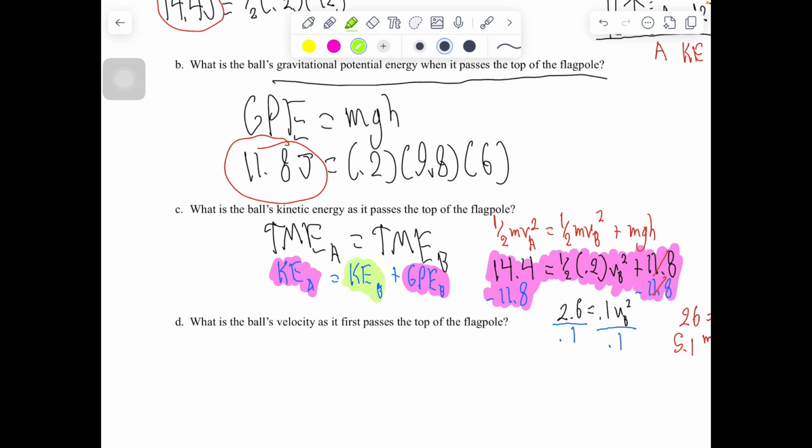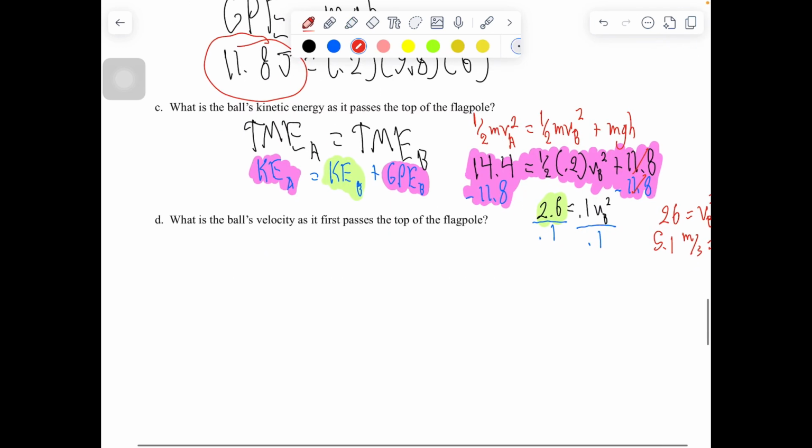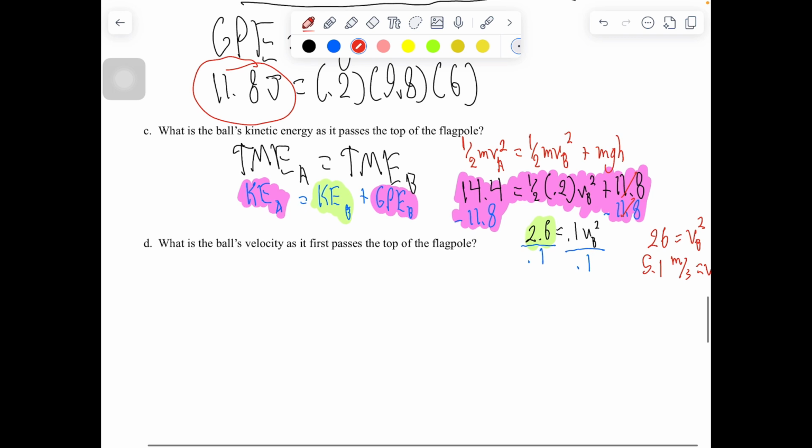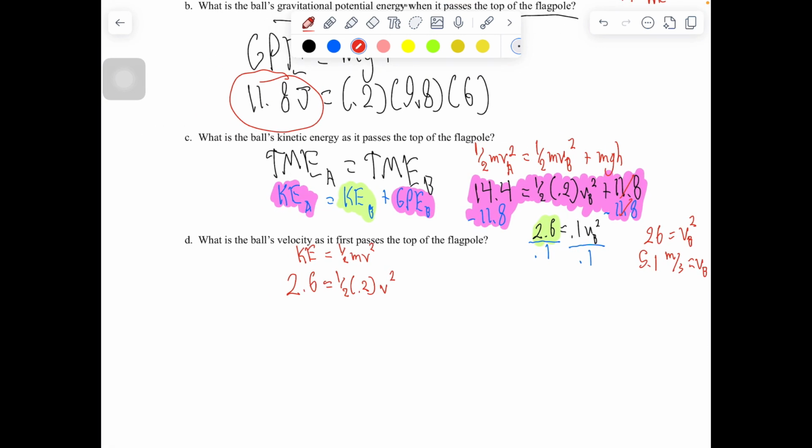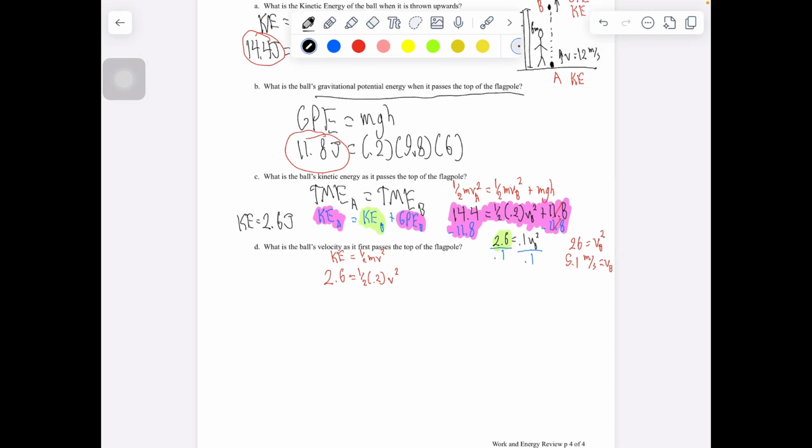That answer is 2.6, and then if you go ahead and you set 2.6 equal to what you have left, that would be 2.6 for your kinetic energy is equal to 1/2 mv squared. You have the 1/2, the mass is 0.2, you're solving for the velocity squared, which is exactly what we did over here. So we get our answer. For D, the velocity is 5.1 meters per second. For C, the answer is KE equals 2.6 joules. All right.